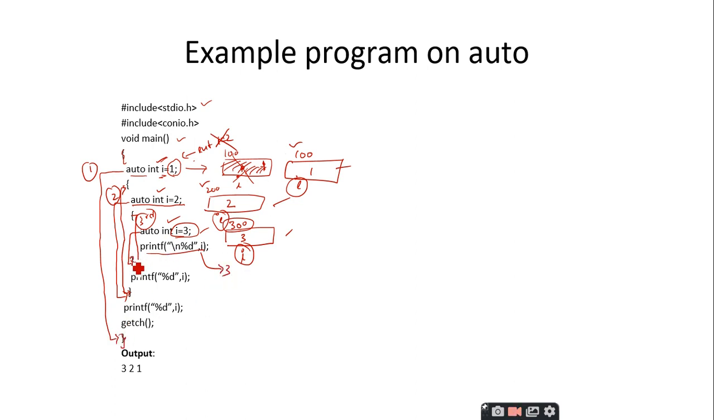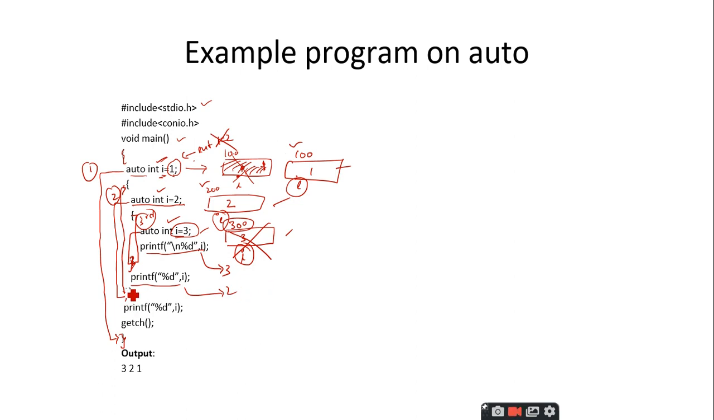Now when you come out of this third block, you exit from this one, this I will be dead. You cannot access this I. And when you come out of this block, you are in the second block, and you can see here that the I equal to 2, which is created at address 200, will become active. Why? Because the scope is still there, the lifetime is there, and when you try to print this one, it will print the value of 2.